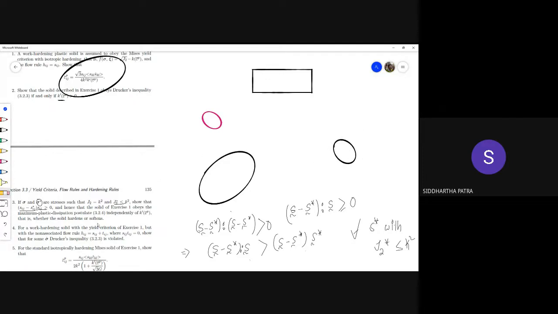Which says that show that this quantity sigma minus sigma star, d epsilon p, is greater than or equal to 0. So this is the maximum dissipation postulate. We discussed about this, that this causes for maximum dissipation. So basically, of all the stress values that the material could have attained, it attains the value which corresponds to the maximum dissipation. That's what this means.